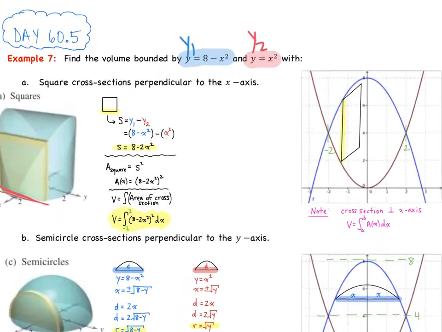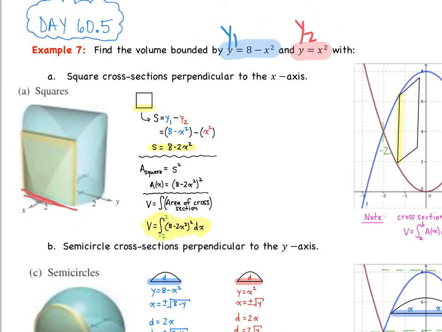So how do we figure out that side length? Well, if you take a look at our diagram to the right, that side is our blue curve minus the red curve, top minus bottom. So y1 minus y2, and we can write that in terms of x. So we have 8 minus x squared, which is our y1, minus x squared. So we get 8 minus 2x squared. This side length is 8 minus 2x squared.